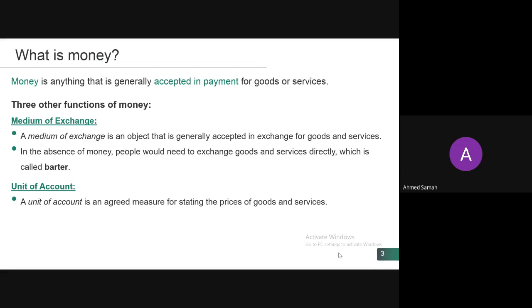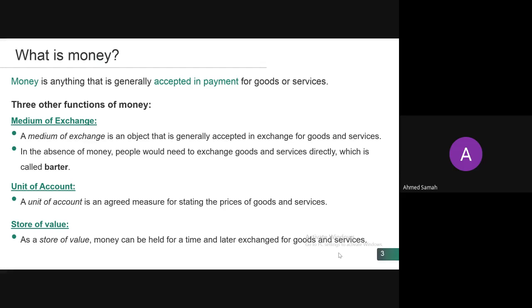Then the money should have store of value so that it can be held for a time and later exchanged for goods and services. So if it is money, you should be able to save it for now and then use it in the future.